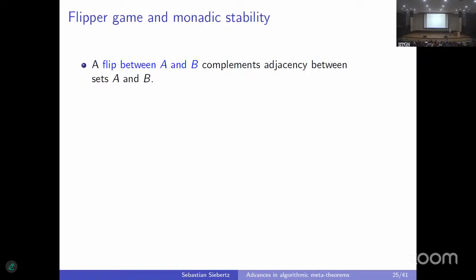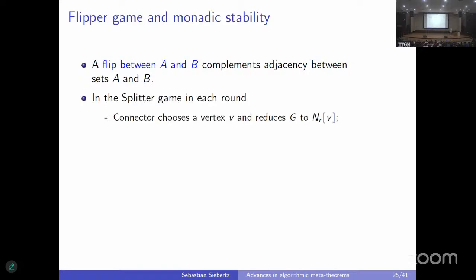What we introduce here is called a flipper game. The flip between the sets A and B complements the adjacency between the two sets. So if you have a complete bipartite graph, you partition like this, and you flip away all the edges between the two parts. If there is no edge, then you will introduce an edge. The important thing is that you use edges and not vertices.